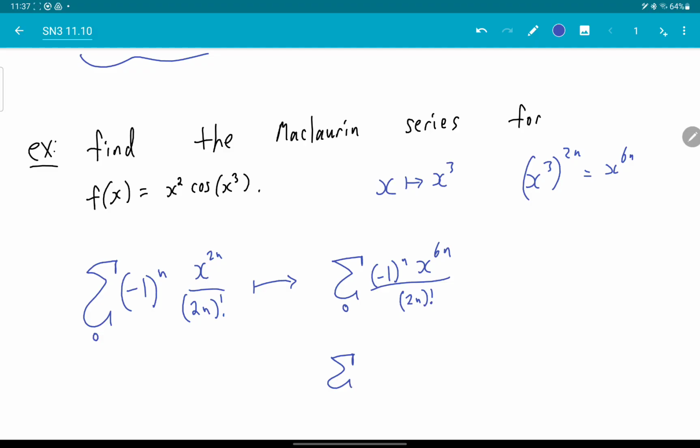And then I will multiply by this x squared here. And that'll just change the exponent here, adding a plus 2 there.